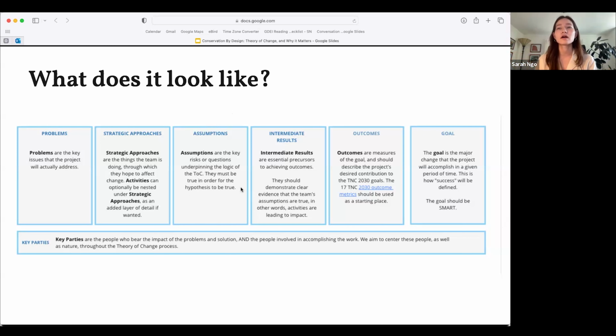Intermediate results are early indicators that can help validate for the team that they are on the way to achieving the outcomes, but in a shorter time frame.